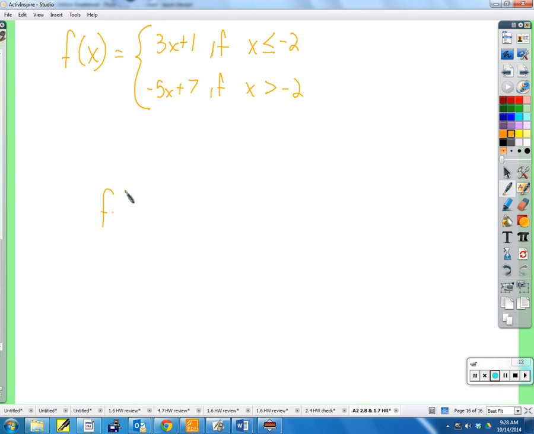Here's a question. If I want to know what f of 4 is, what does that notation mean? What am I going to be doing with 4? I'm going to put it where? Put 4 in for x. Exactly. Put 4 in for x. That's what it means.